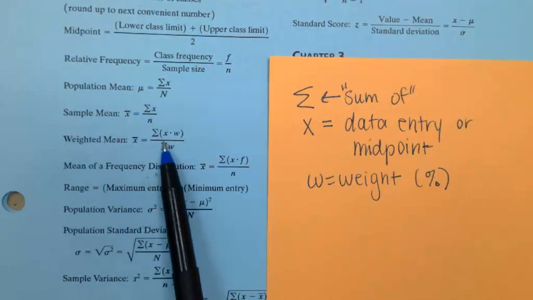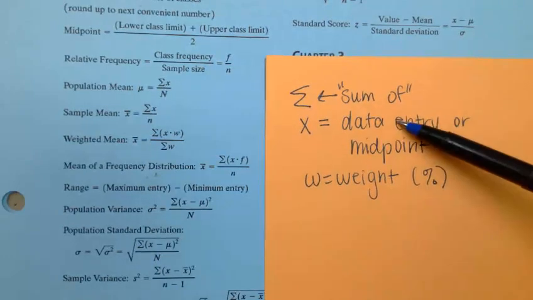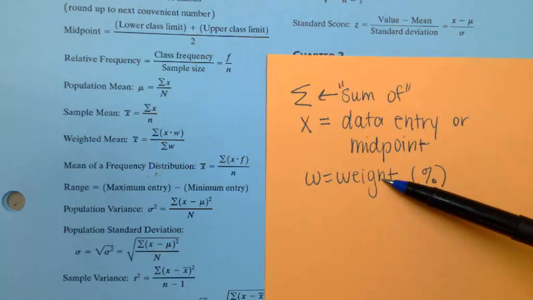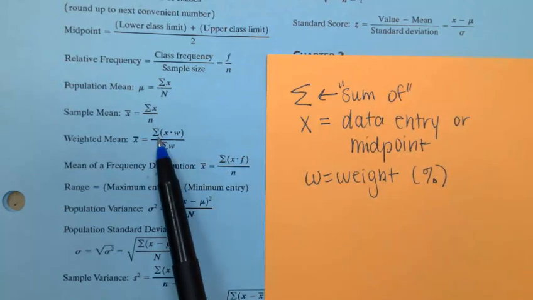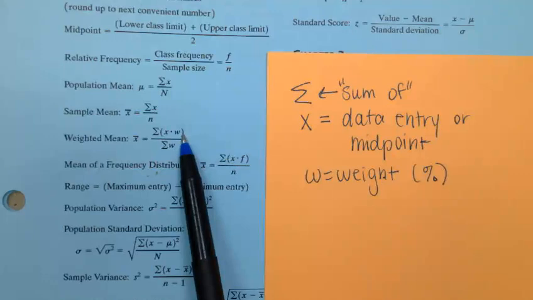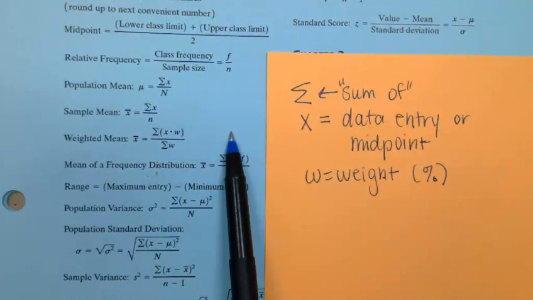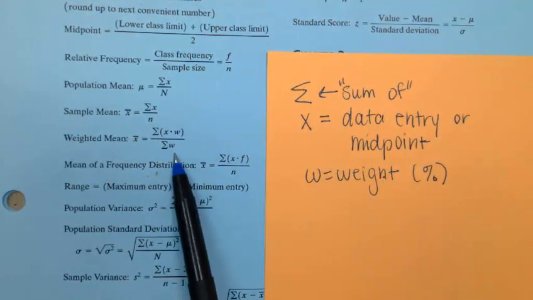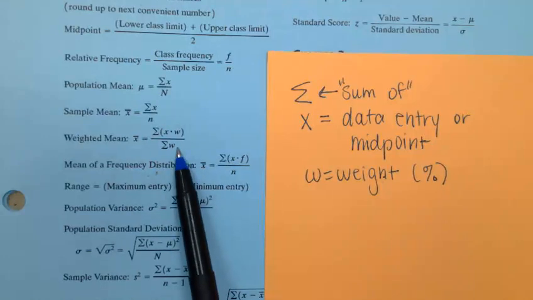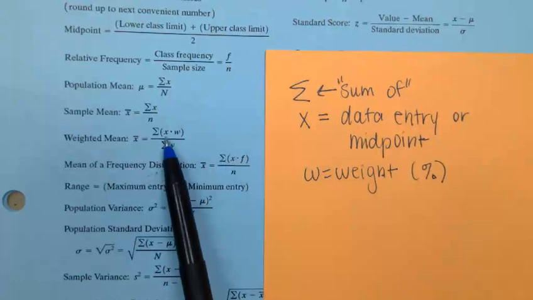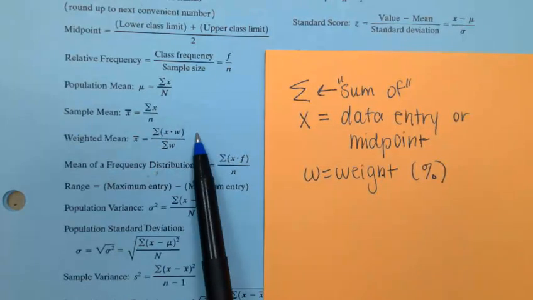So what does this mean? This means you have to multiply your data entry times your weight, or your midpoint times your weight, and add all those numbers together. So you have to do it in that order. You multiply first, then you add all those numbers together. With the weight, in the denominator, you're going to add all your weights, and that's it for this symbol.